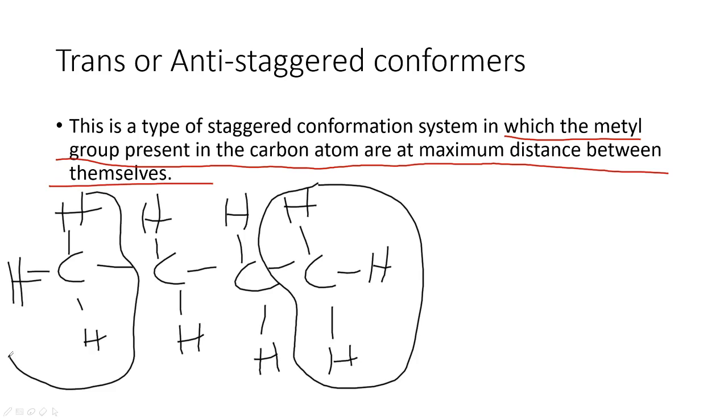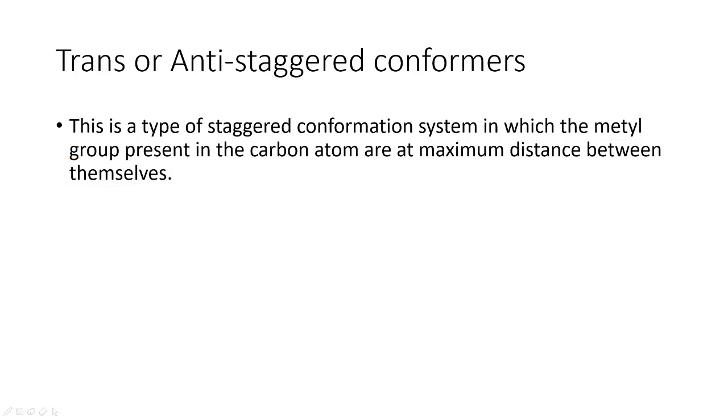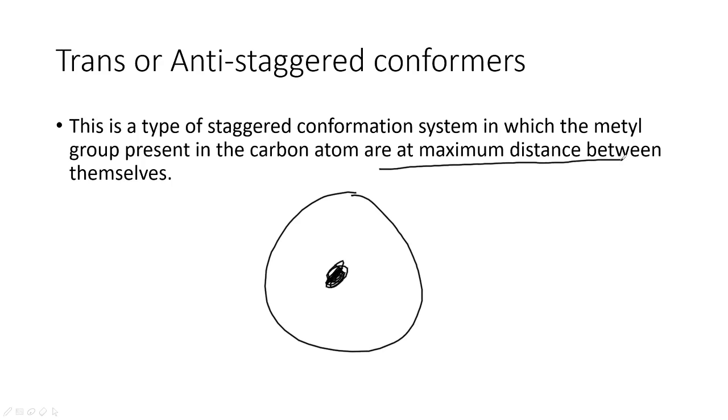Now, I'm actually going to remove all these ends, and I'm going to show you how to represent it using Newman's projection system. Like earlier, it's a circle and a dot. From the definition, they are at maximum distance, so still staggered. Let's call this CH3, the first methyl group. This is the hydrogen, and this is the hydrogen.